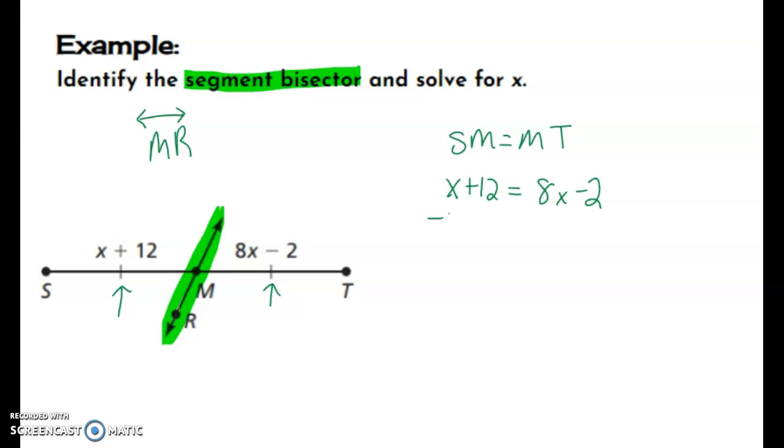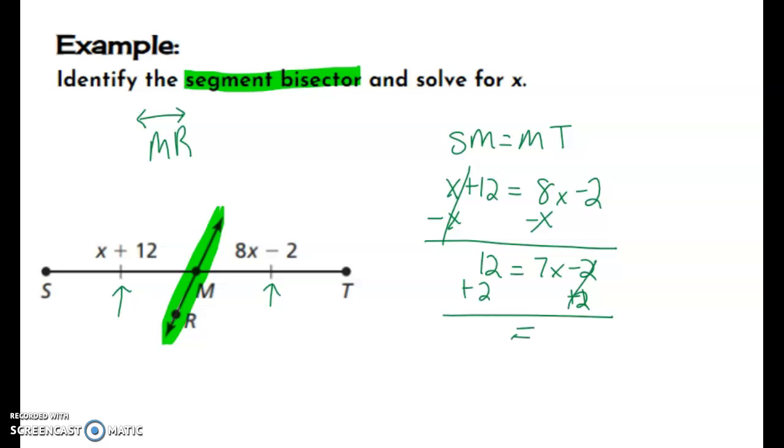Now we move on to the algebra portion, which is just solving. So I'm going to move the x's to the same side by subtracting x. So I have 12 equals 7x minus 2. I'm going to add the 2. So now I have the x's, I'm trying to get it by itself, so I have 14 equals 7x, and I divide by 7, so 2 equals x. And it did say solve for x, so that's my answer.